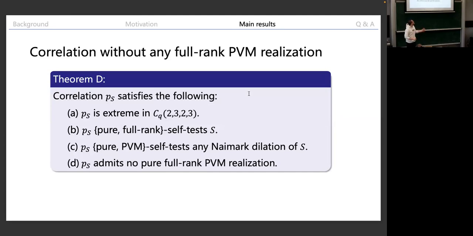Yes. So in this theorem D, we show that this correlation has the following property. So first, it is extreme. It is an extreme point in the quantum set. Okay, and then it is a pure full rank self-test for the strategy itself. And if we take non-modulation, then it's a pure POVM self-test. But as I said before, it's not an assumption-free self-test. And most importantly, this will imply that this P of X has no full rank POVM realization.